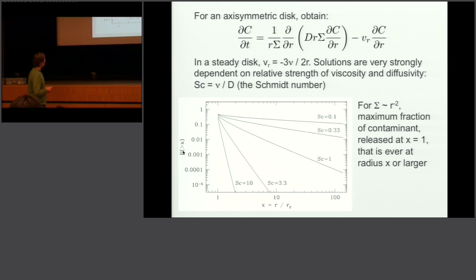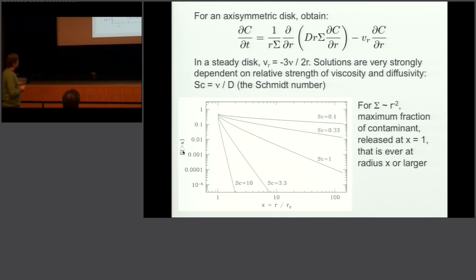Okay? Now, we can look at solutions of this kind of equation, which was, I think, first derived by Morfill and Volk in maybe the early 1980s. And what's found is that how those solutions look depends very strongly on basically how strong this radial velocity is, which is trying to sweep everything inwards, compared to how strong this diffusivity is, which would be trying to spread everything out and equalize the concentration at different radii.